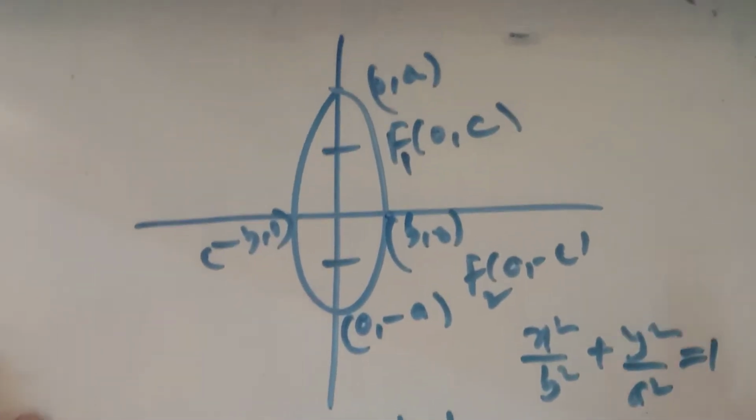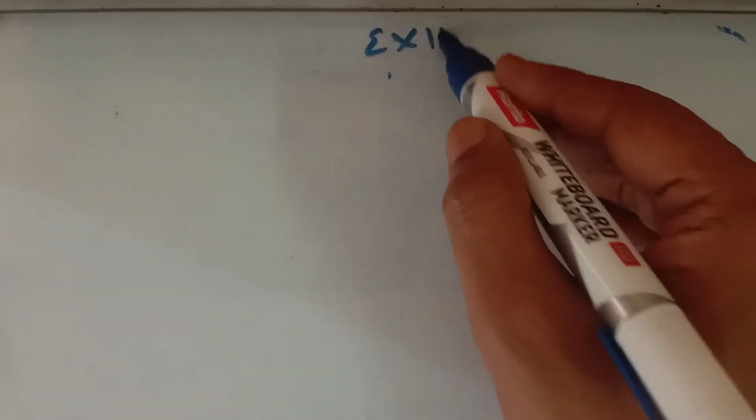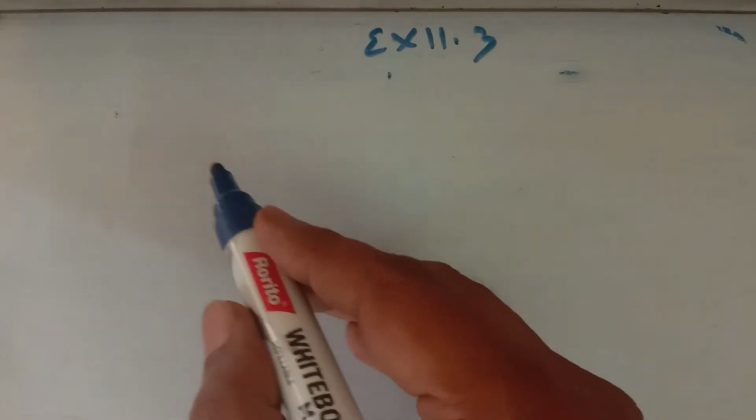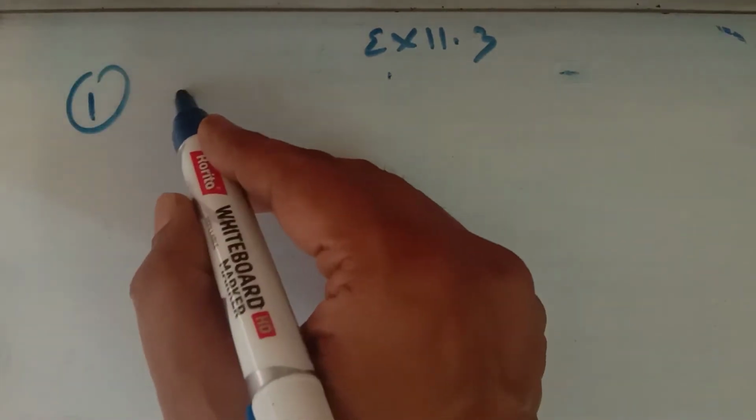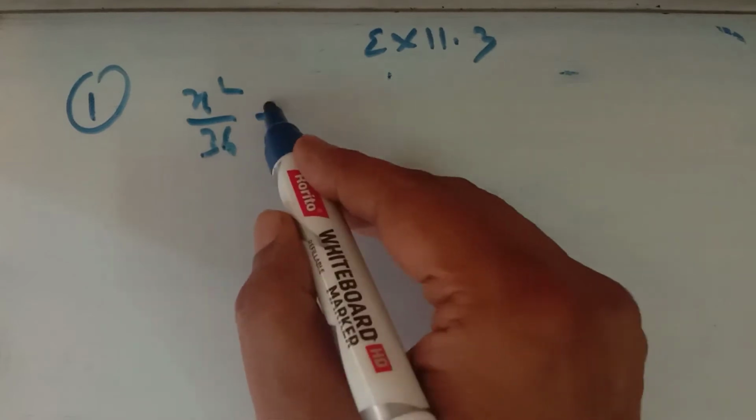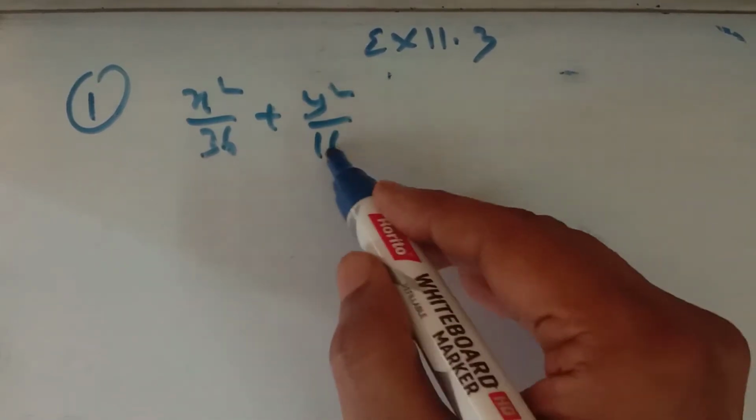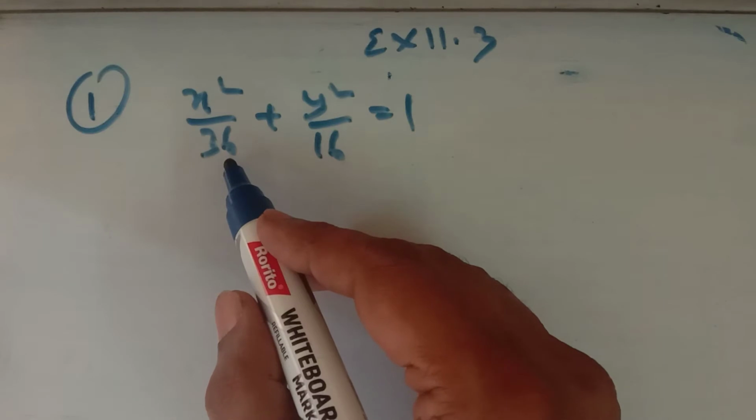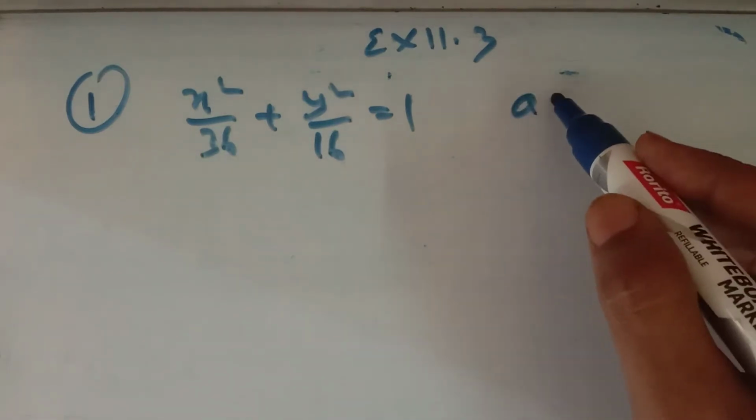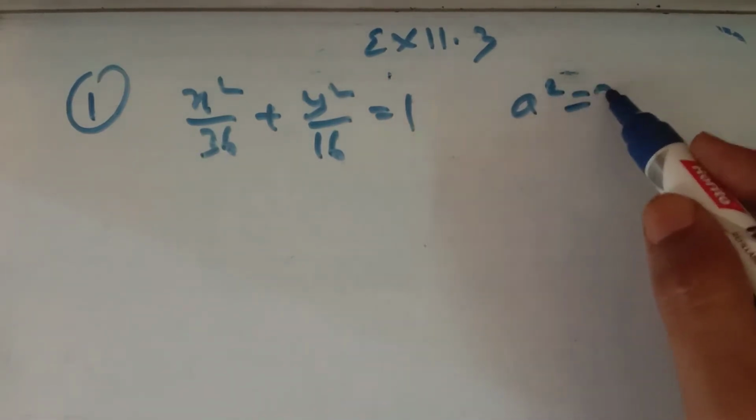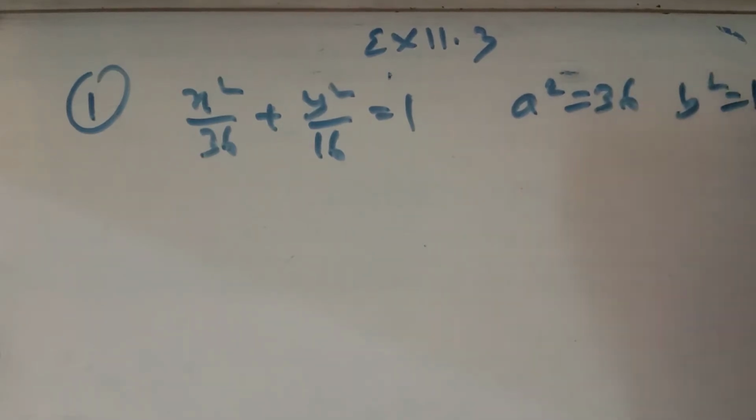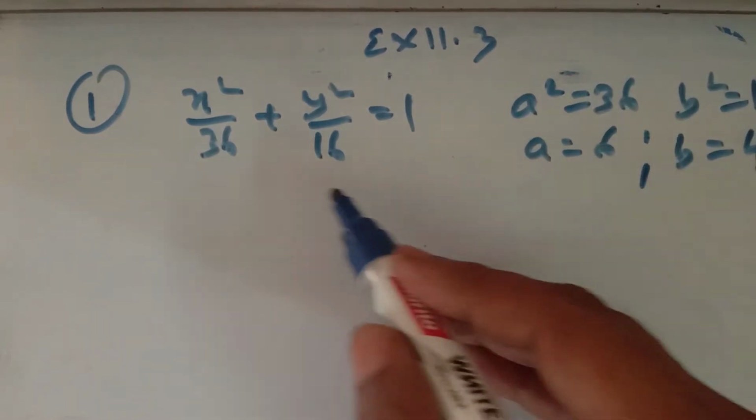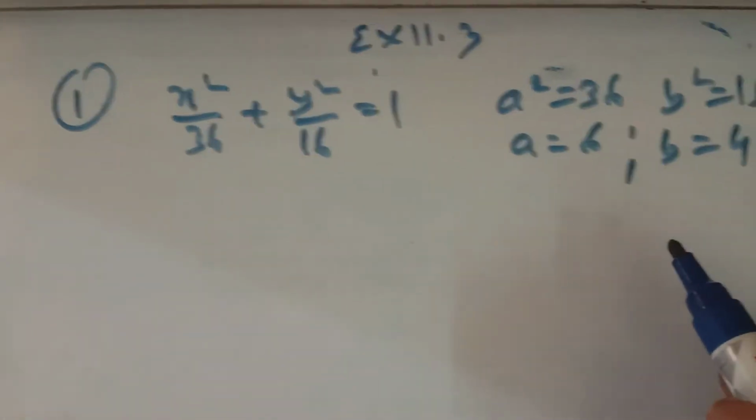This we have done. Now if the equation of the ellipse is given, we can easily tell which type of ellipse it is, a horizontal ellipse or a vertical ellipse. Let us say we have this equation of the ellipse, equal to 1. Because the greater value is below the x square, it is the first type, a horizontal ellipse. That is, a square is equal to 36, b square is equal to 16. So the value of a is 6 and the value of b is 4.